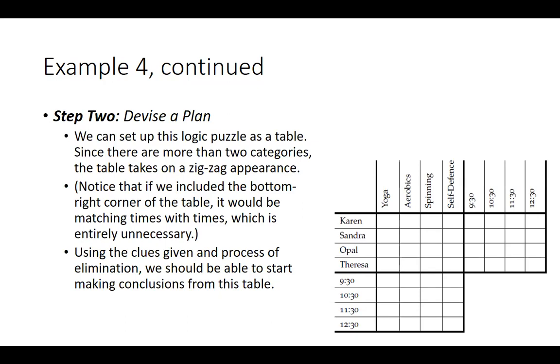Step 2, devise a plan. Here is the table for this logic puzzle. We can see it's a little more complicated than just the one box. We have 1, 2, 3 main boxes. Why isn't there a box here? Well, if there was a box here, it would be matching time with time, and that would be unnecessary.